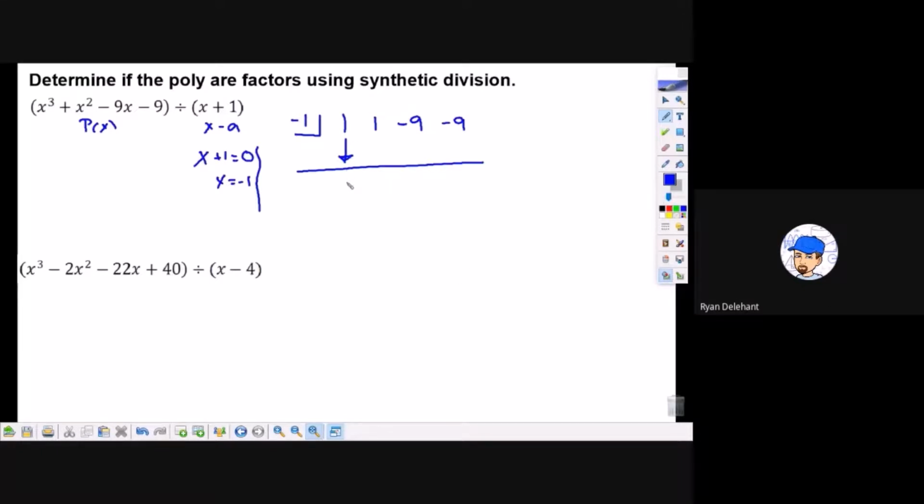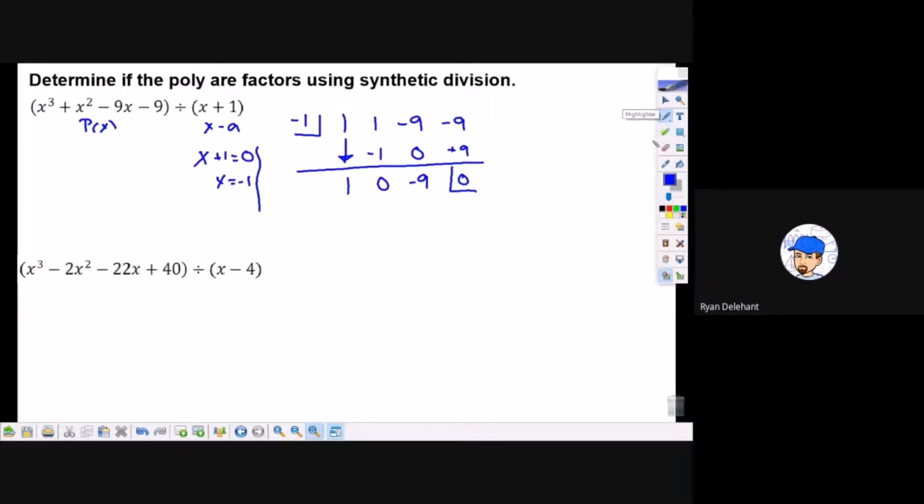Always pull the first term down, it doesn't change. And then we multiply. 1 times -1 is -1. 1 plus -1 is 0. Then we repeat. 0 times -1 is 0. -9 plus 0 is -9. -9 times -1 is +9. -9 and +9 add together to 0.